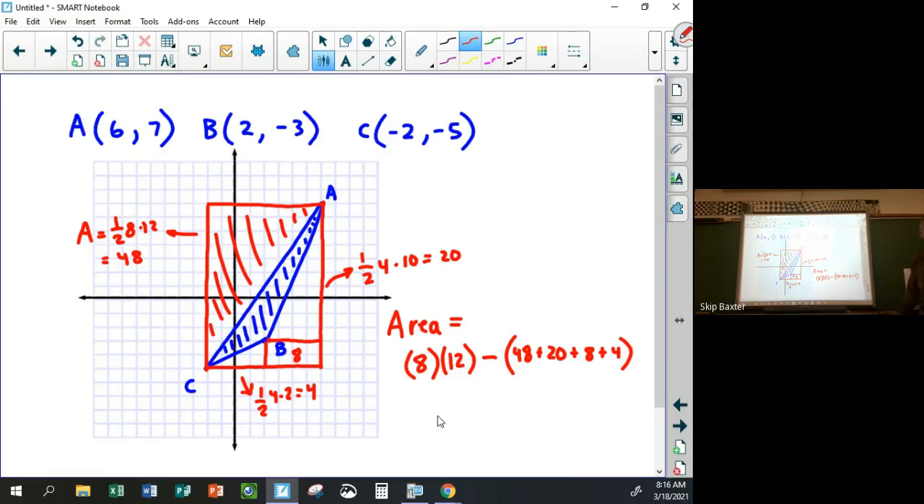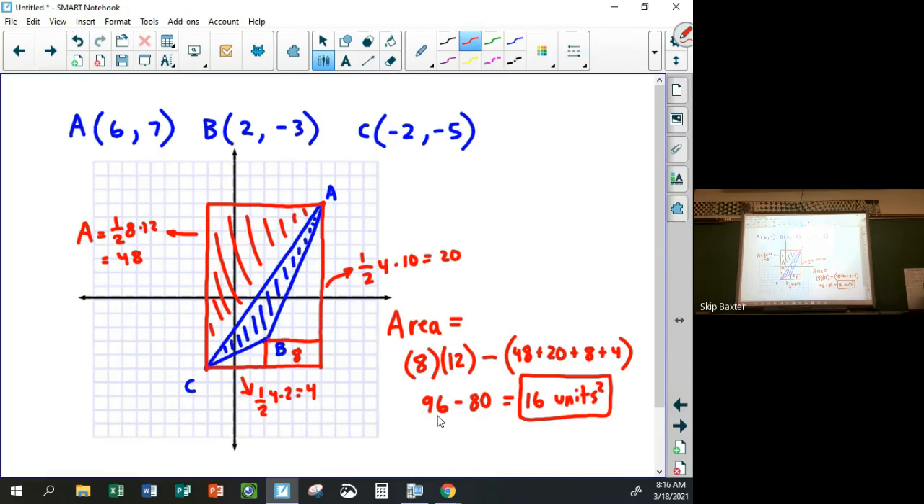It's the same concept. We're still taking the rectangle minus all the stuff we don't want to include. So this is 96 minus, if you add up the stuff in parentheses, 68 plus 12 is 80. So the area that we're actually looking for is 16 square units. Any questions on this process?